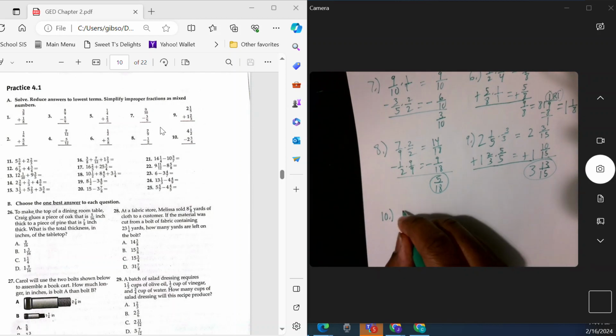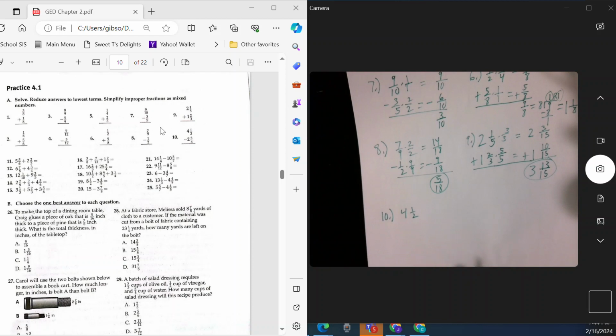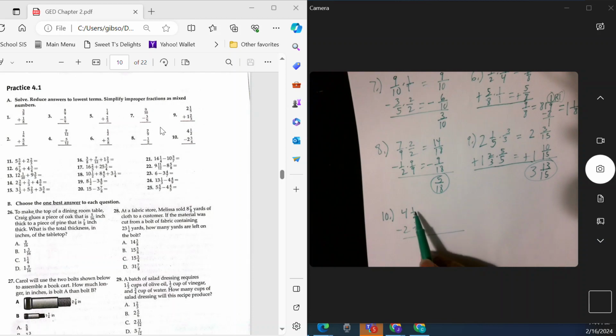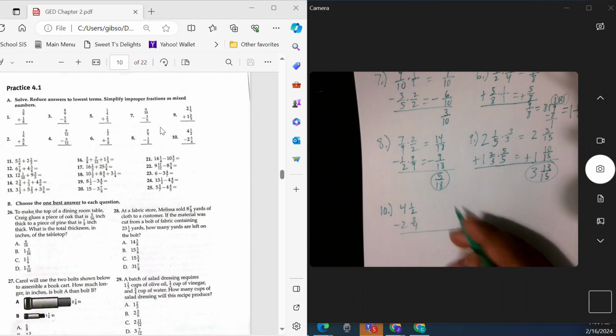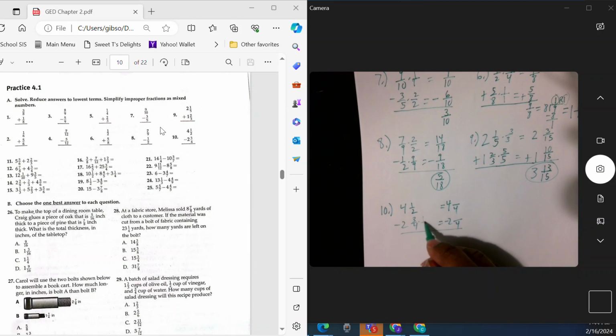Problem 10, we have 4 and 1/2 minus 2 3/4. Now, again, we notice our fractions don't have the same denominator, so we have to find a common denominator, which would be 4 here. So we know we carry over our whole numbers, and we'll bring over our new denominator of 4. So we know this fraction will be multiplied by 1 over 1 because you already have 4 here, and this fraction will be multiplied by 2 over 2. So this would be 4 times 1 is 4, 3 times 1 is 3, 2 times 2 is 4, and 1 times 2 is 2.